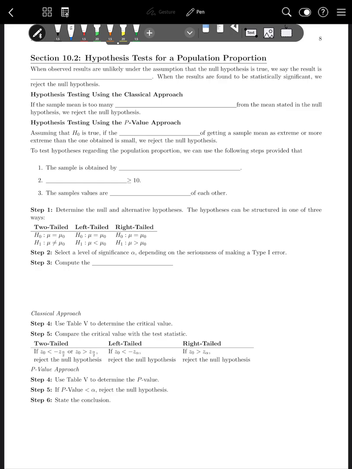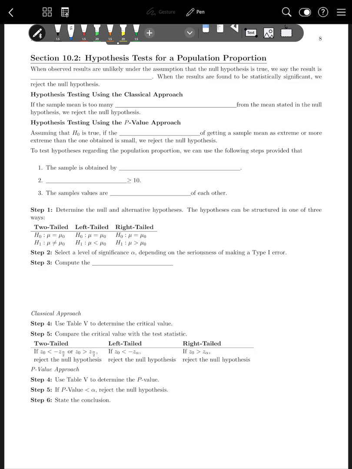So last time we talked about the language of hypothesis testing and basically all the stuff that's going to go on with hypothesis testing except doing the actual test. So that's what we're going to talk about today: how to actually do a hypothesis test.